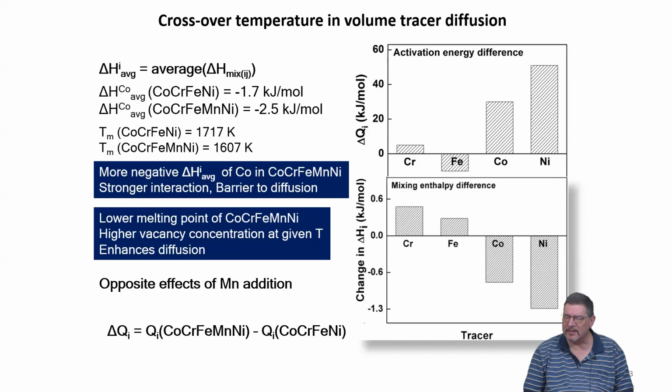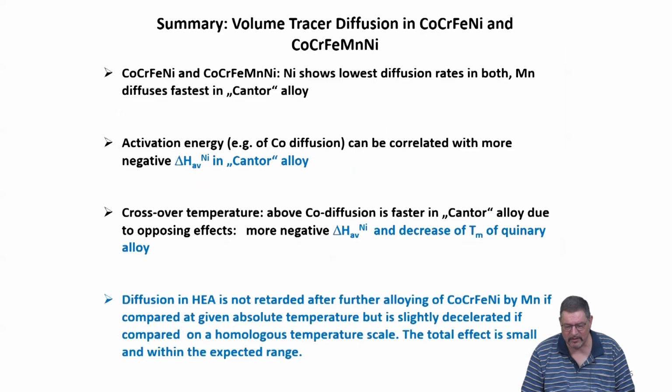You know, basically, it's like you add a thief into a big group, and now the thief takes away some of the vacancies and keeps them. So all the other people cannot have easy access to the vacancies because the thief has taken them all. Not all, but some fraction. And this is the picture which is coming from here. So nickel shows the lowest diffusion rate in both, irrespective of whether it's a medium or high entropy alloy.